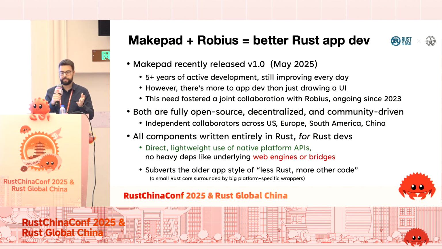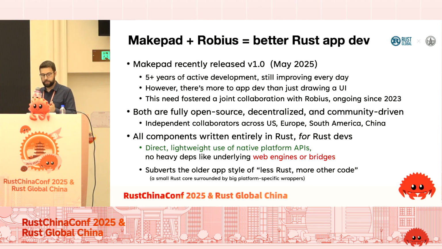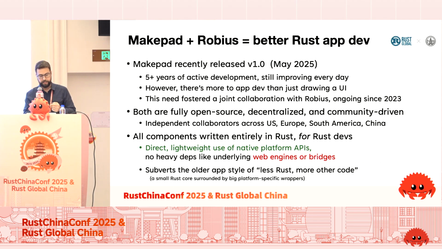So Makepad very recently released their 1.0 version earlier in May that coincided with Rust Week 2025. It's been under development for over 5 years, and the need for more than just UI development, UI drawing, in order to make an app, fostered a joint collaboration between us and them. So both of these projects are fully open source, decentralized, and community driven. Everything, like I said already, is fully written entirely in Rust, and with the goal of supporting Rust developers, we directly use the native platform APIs in a lightweight fashion, and there's no heavy dependencies like an underlying web engine or bridges to other UI frameworks.